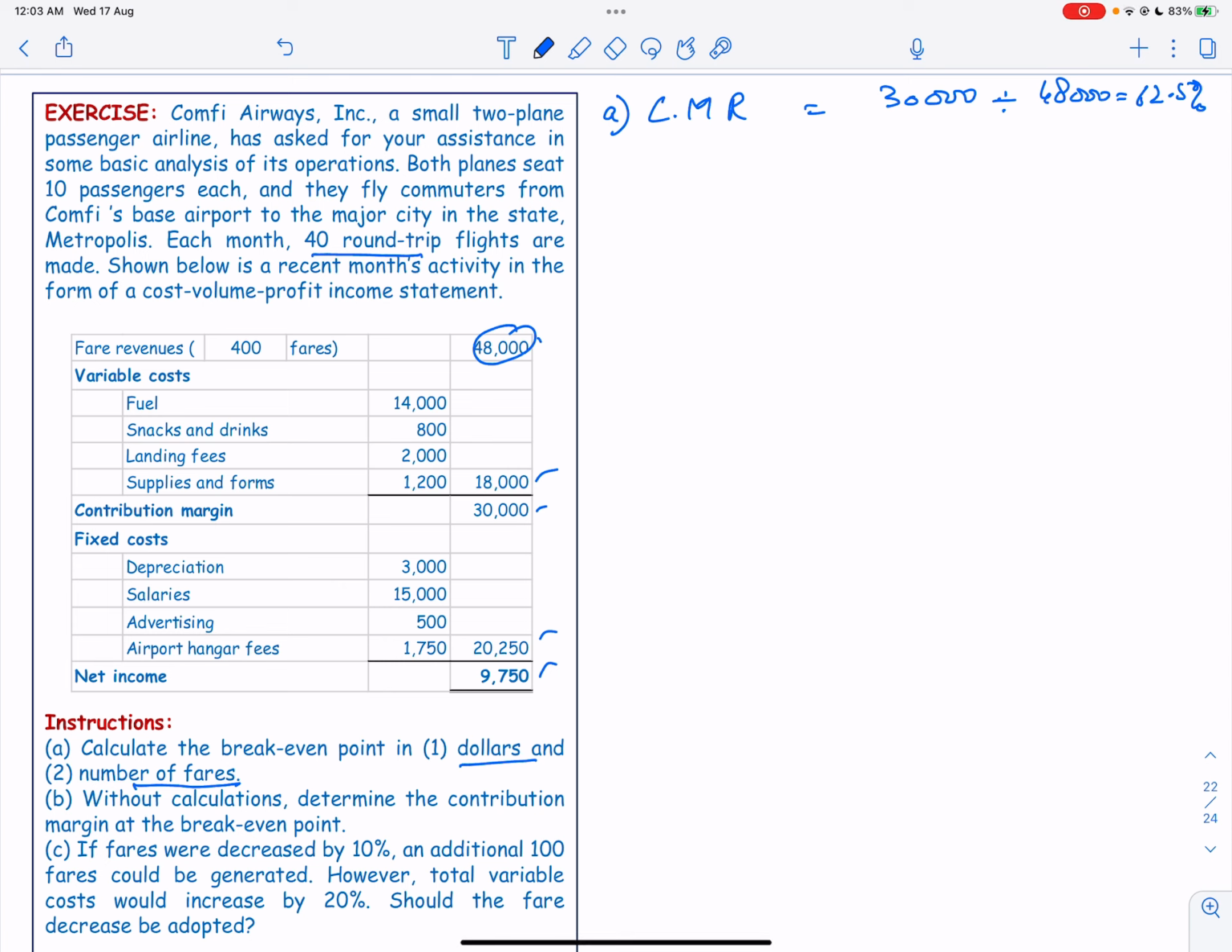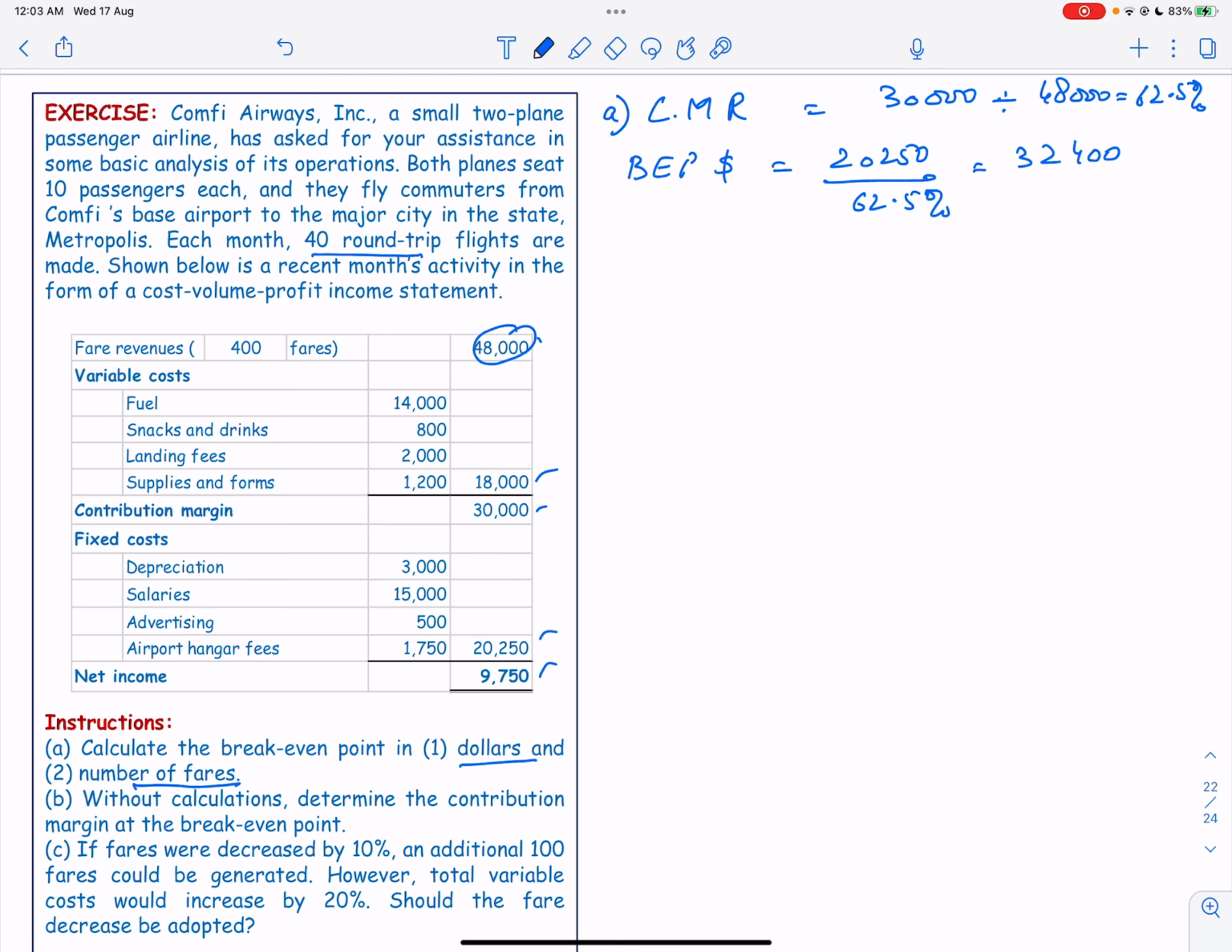Next, we calculate the break even point in dollars. So that is fixed cost, and the fixed cost is 20,250 divided by the contribution margin ratio, that is 62.5%, that is 32,400. So break even point in dollars is 32,400.